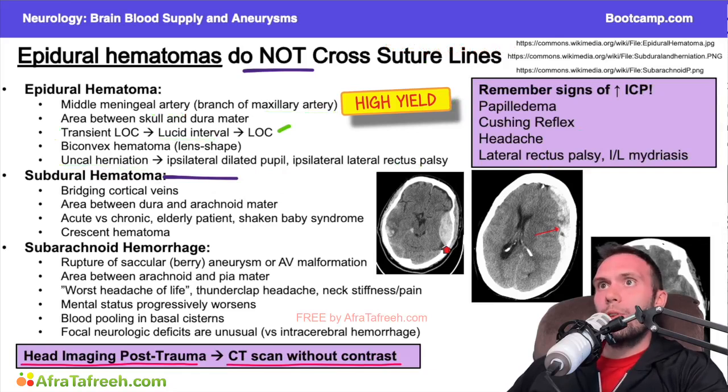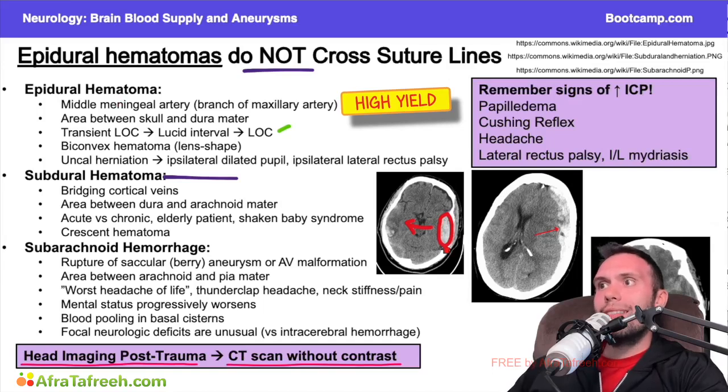And this is particularly high yield to remember the finding you see here. It's going to be this biconvex hematoma. It's lens shaped. So if you go back to your lenses from physics, so kind of a lens shape, you might see some midline shift away from the side of the lesion. Very classic for an epidural hematoma.